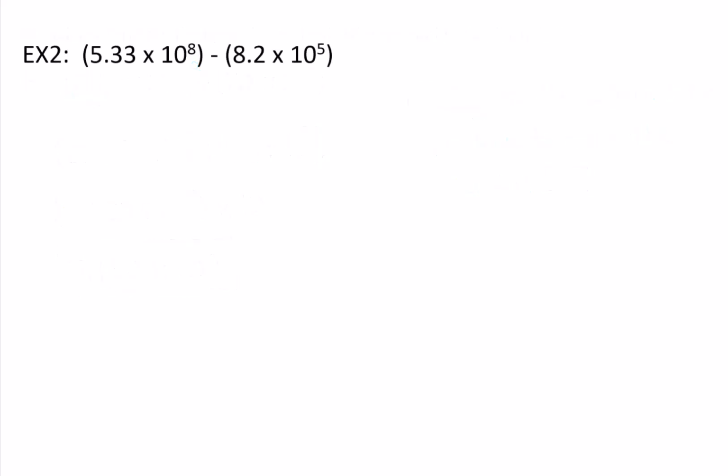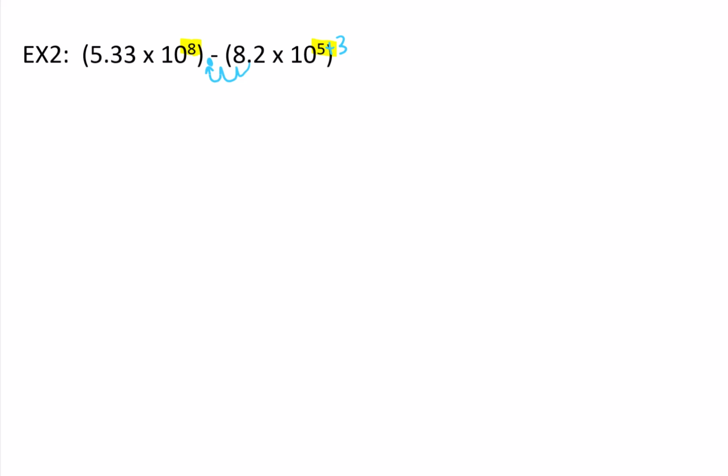Now we have our new problem here, and we go about it the same way, but now it's subtraction and not addition. So again, we'll start by looking at the exponents. You can see that they are not the same, so we need to make them the same. So I always take the smaller of the two exponents and increase it so that it becomes the larger of the two exponents. So I'm going to have to add 3 to the 5.